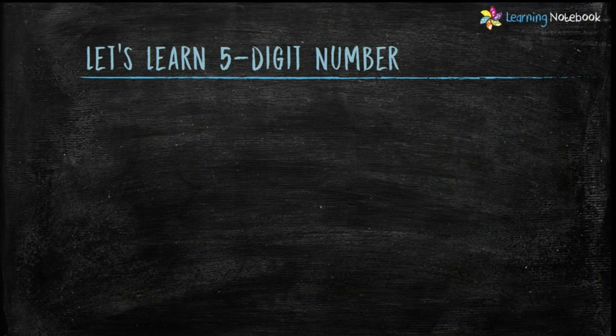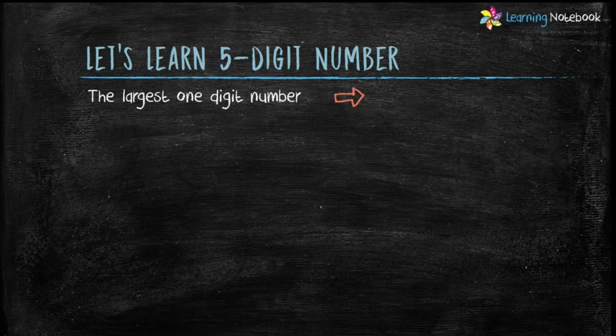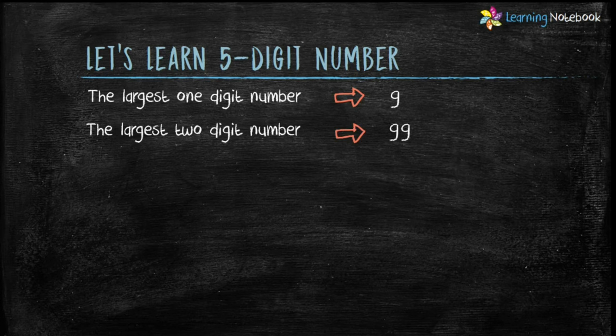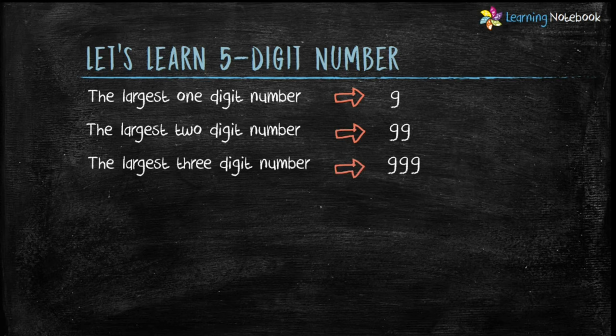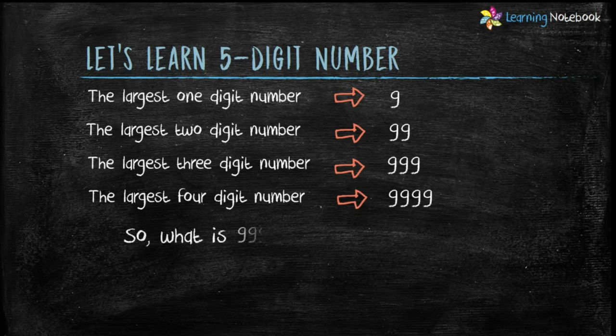As we already know, the largest 1 digit number is 9. The largest 2 digit number is 99. The largest 3 digit number is 999. The largest 4 digit number is 9999. So what is 9999 plus 1? It is 10000, or we call it 10,000.